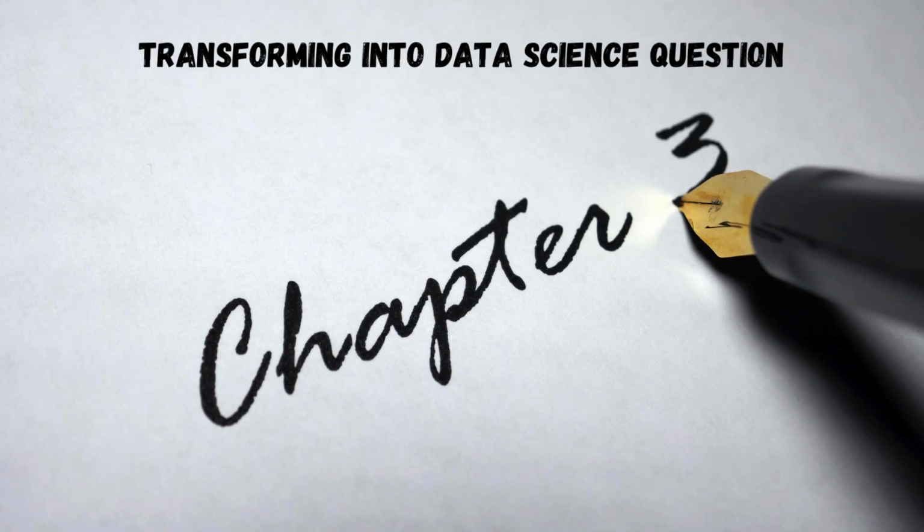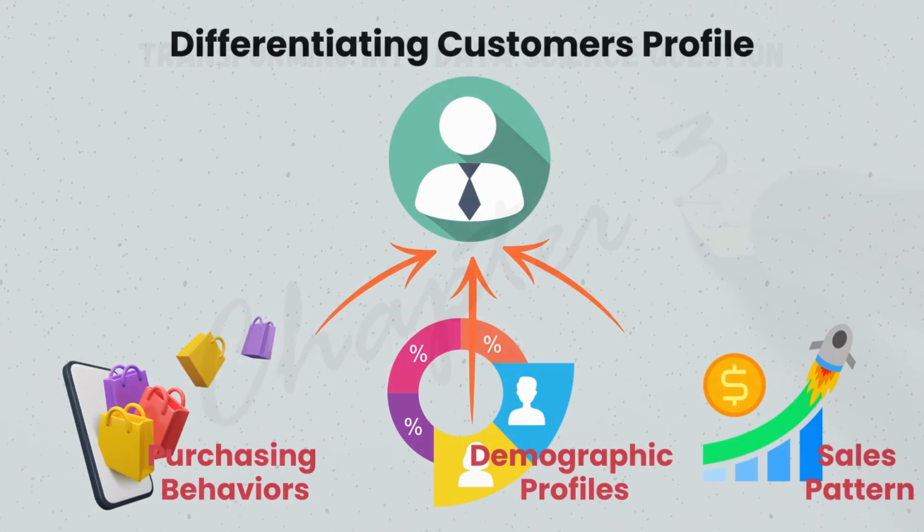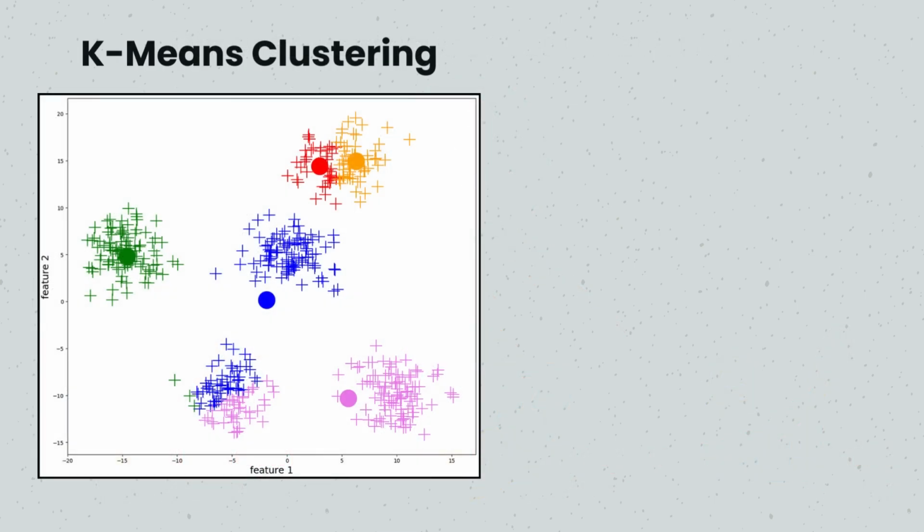After conducting a thorough data analysis connecting the relevant insights, the next step involves transforming business inquiries into specific data science questions. Following this analytical process, stakeholders would be interested in differentiating customers based on their purchasing behaviors, demographics, and sales patterns. Data scientists can utilize k-means clustering to effectively achieve this differentiation.